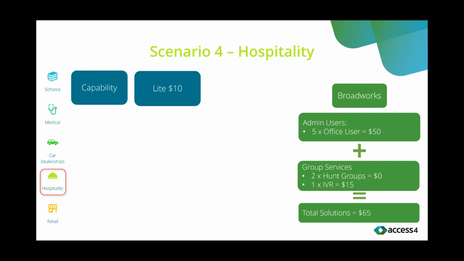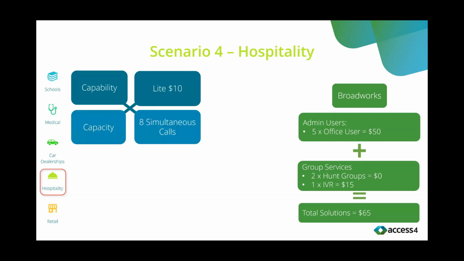If you look at it from a UC Xpress point of view, capability and capacity side of things, you'd go with the light license, which is a very cut down license, very, very similar to the office user license.